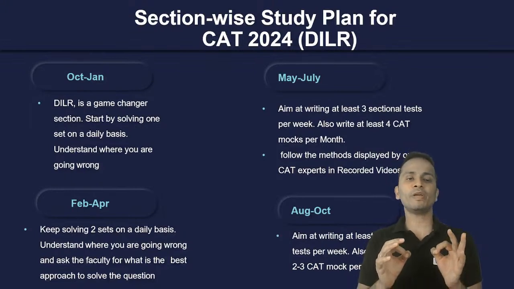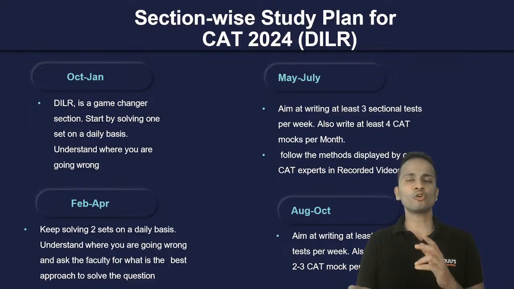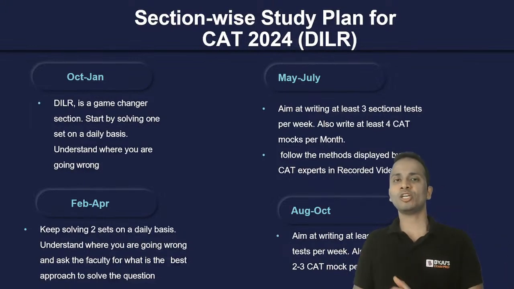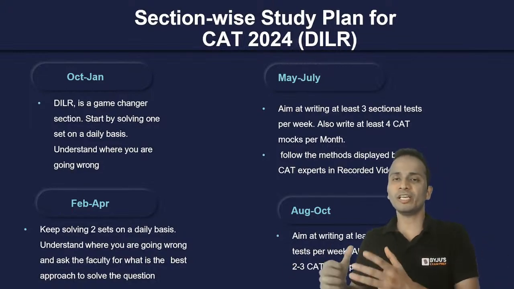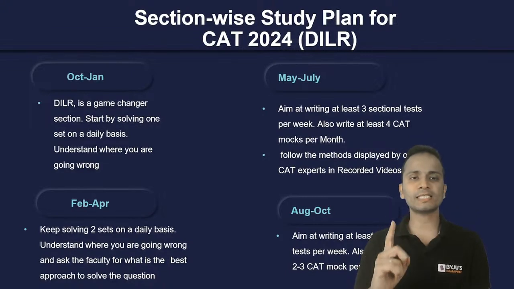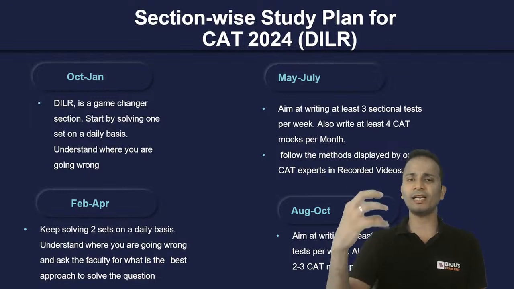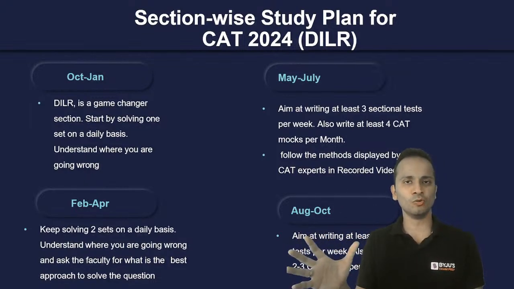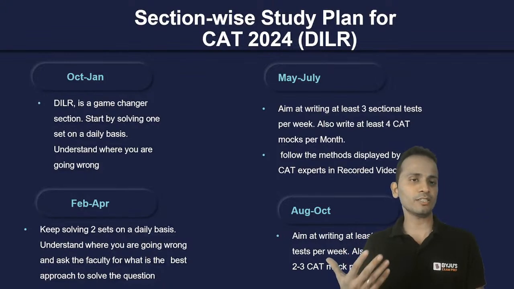So start by solving one very basic set on a daily basis. You can alternate between data interpretation and logical reasoning. You can spend 3 days for data interpretation, 3 days for logical reasoning, whatever you can do. But the average should be one set per day. It should be the average. Don't do it like sitting on Sunday and doing 7 sets. No. So every second day 2 sets, every day 1 set will be fine.